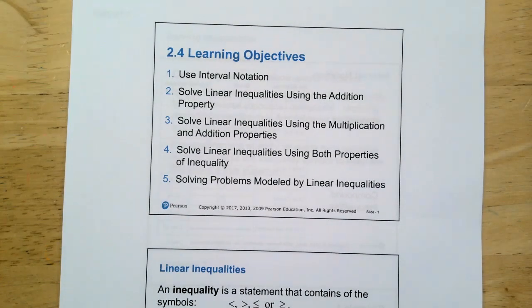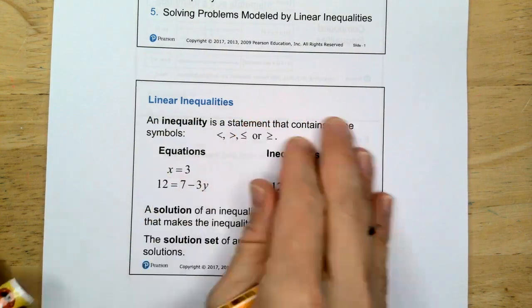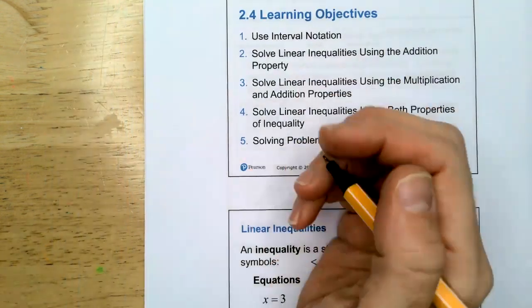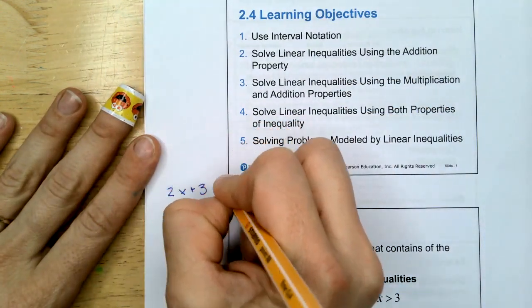So we're using interval notation, solving linear inequalities using the addition property and the multiplication property, and solving problems that might be telling a story that you can change into an inequality. Good? Okay. An inequality just means you take an equation such as 2x plus 3 is 11.